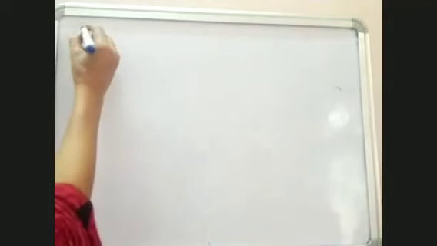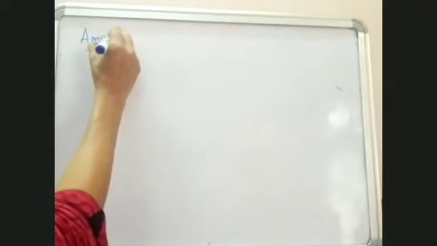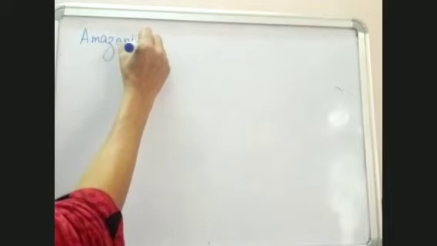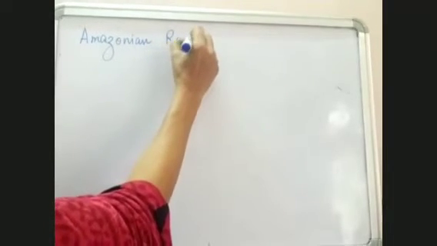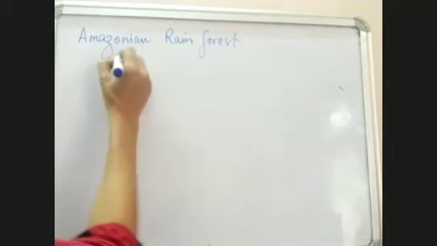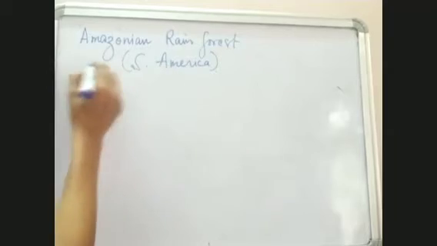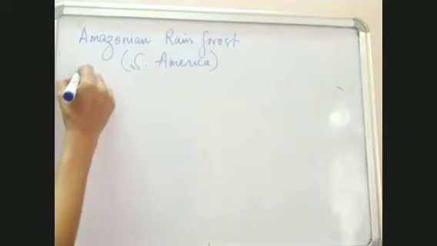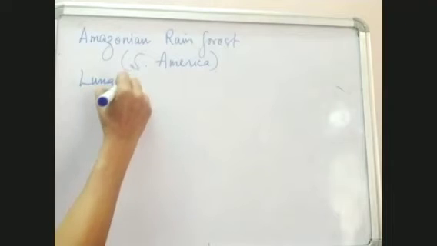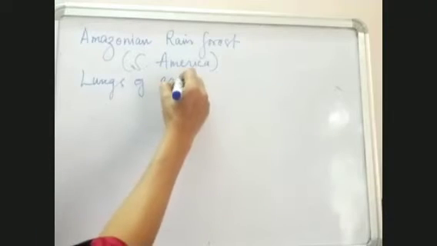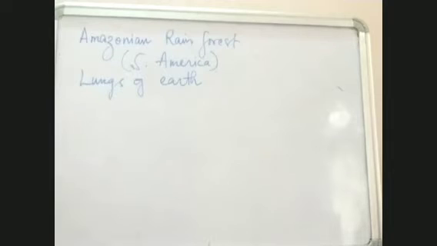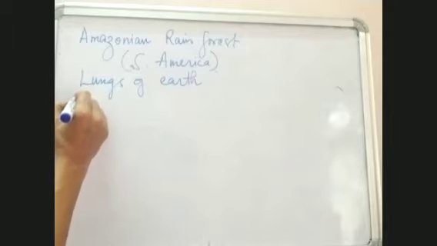So the example is the Amazonian rainforest. The location of this is South America. This region is also known as the lungs of the earth because of its immense number of plants and vegetation, which is found in this area. This is also known as the lungs of the earth. This is the place of the greatest biodiversity on the earth.